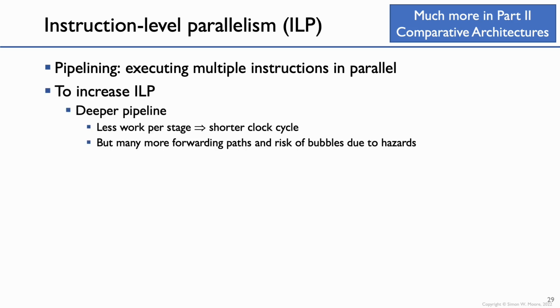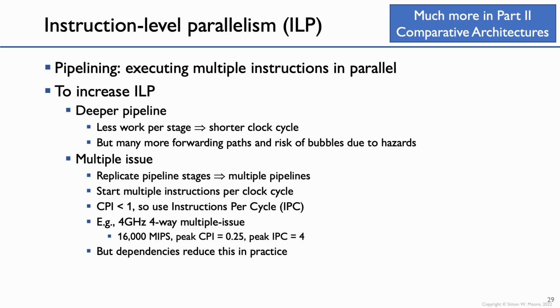To increase instruction level parallelism, we could make the pipeline deeper. We could try and do less work per pipeline stage, which reduces the clock cycle time. In other words, you could get a higher clock frequency. But actually, the more you do this, the more forwarding paths you have to add, and the more risk there is of bubbles due to hazards. So you do get diminishing returns on that.